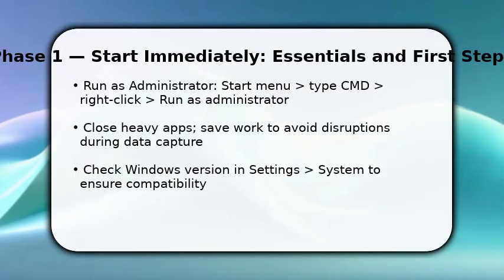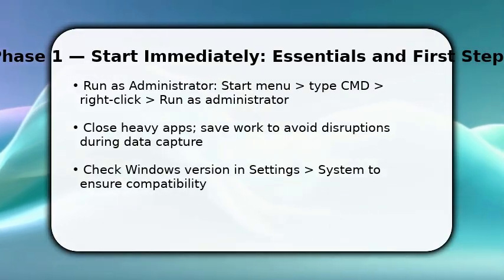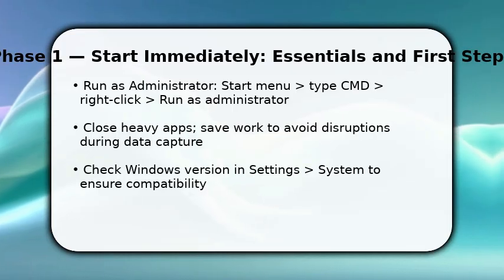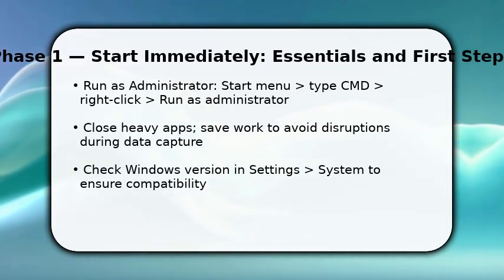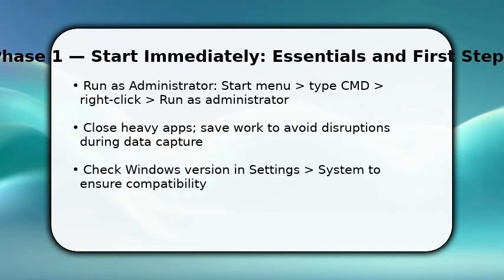You start by launching an elevated command prompt so Windows can access hardware details. Open Start, type CMD, then right-click and choose Run as Administrator. Once done, close resource-heavy apps and save documents. This reduces noise in the battery data.